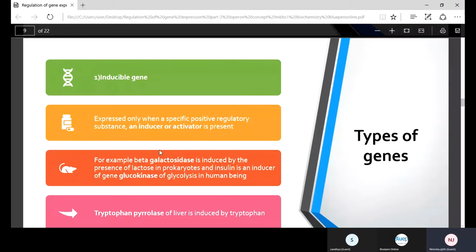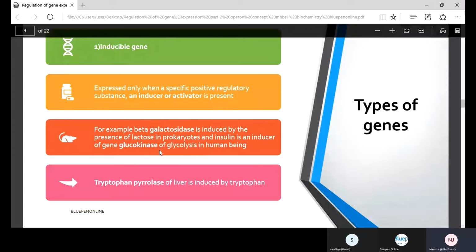For example, beta-galactosidase. Beta-galactosidase is induced only in the presence of lactose in prokaryotes. Where there is lactose, only then do we have to split that lactose with the enzyme beta-galactosidase.